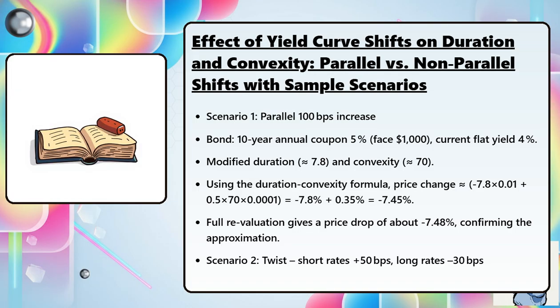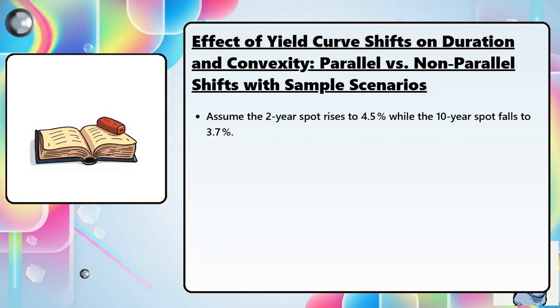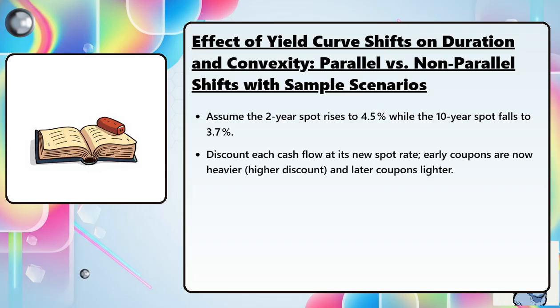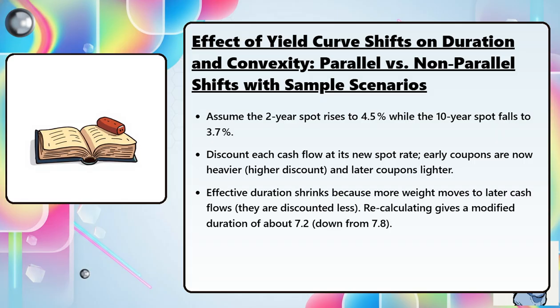Scenario 2, twist: short rates plus 50 basis points, long rates minus 30 basis points. Assume the 2-year spot rises to 4.5%, while the 10-year spot falls to 3.7%. Discount each cash flow at its new spot rate. Early coupons are now heavier, higher discount, and later coupons lighter. Effective duration shrinks because more weight moves to later cash flows, as they are discounted less.